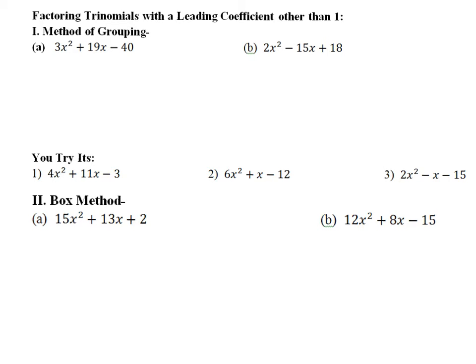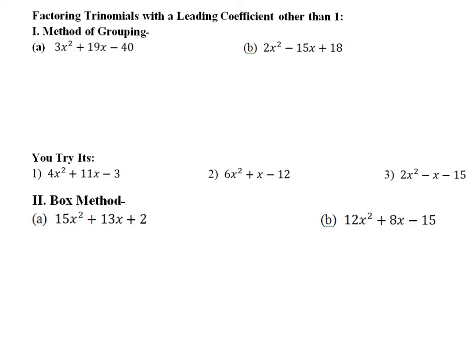Now sometimes the trinomials that we're trying to factor will have a leading coefficient other than 1. So if I look at example A, 3x squared plus 19x minus 40, I have to take into account that 3 that's in front of the x squared as well as the 19 and the negative 40. The first method I'm going to use is called the method of grouping.